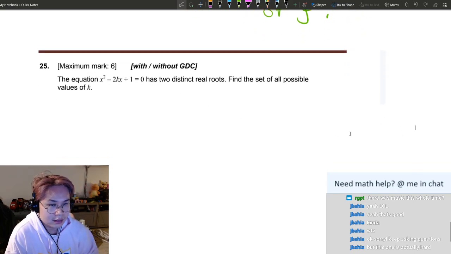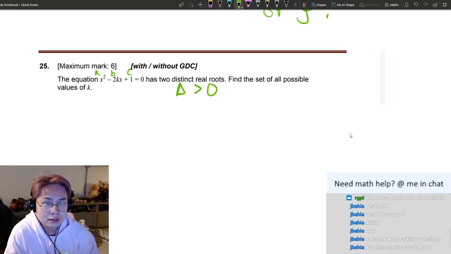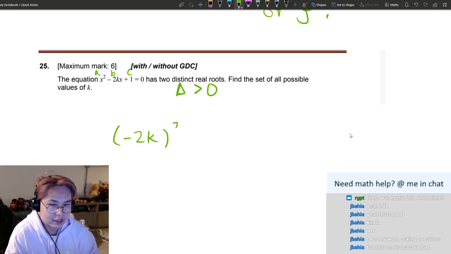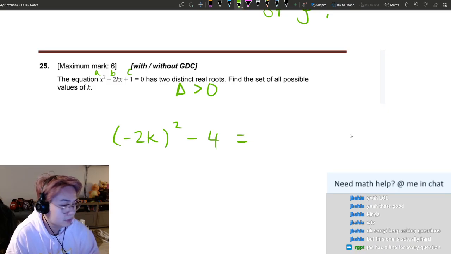This equation has 2 distinct real roots. So in other words, you know your discriminant needs to be positive. And then we need to find your values of k, so typical setup. Here's your a, b, and c's. So you have negative 2k squared minus 4 times a times c, but they're both 1.